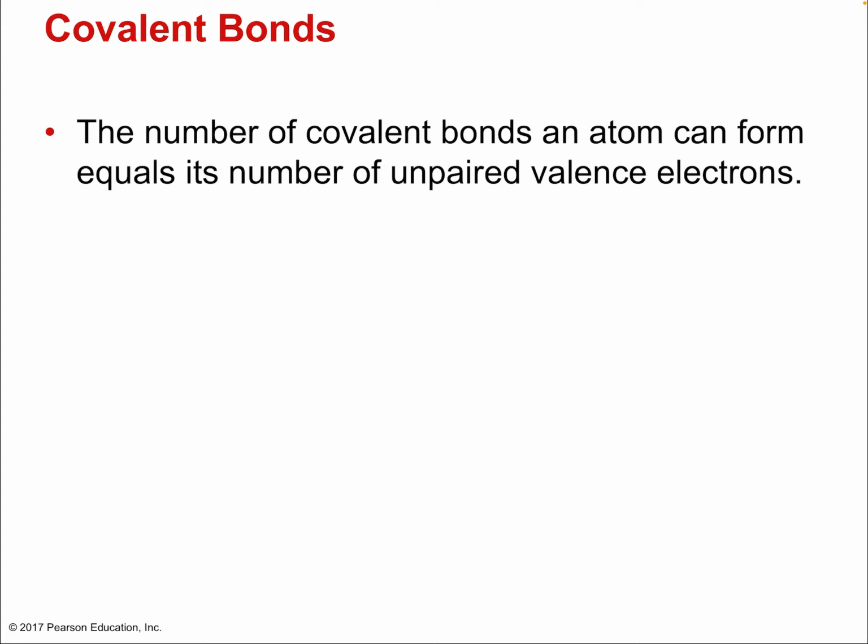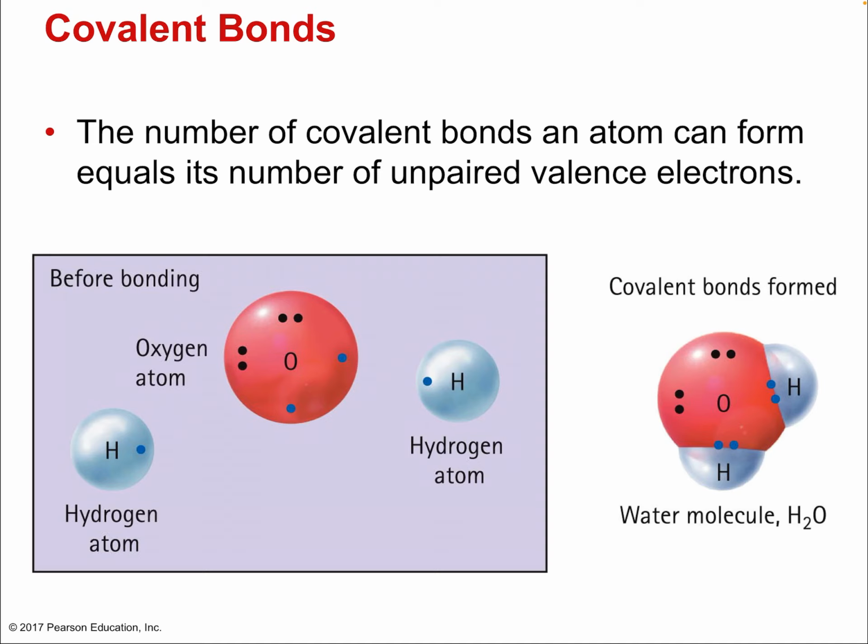Got it? Okay. So the number of covalent bonds an atom can form equals its number of unpaired valence electrons. That's why fluorine can form one covalent bond, because it has one unpaired electron. Good. Okay, what about oxygen? Well, we talked about before, by reading the dot diagram of oxygen, that oxygen has not one, but two unpaired electrons.